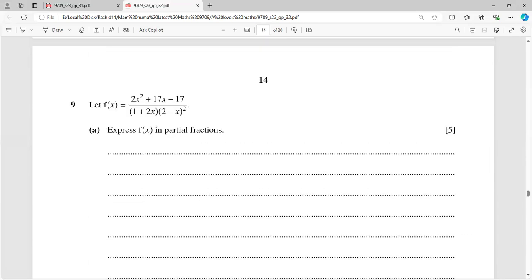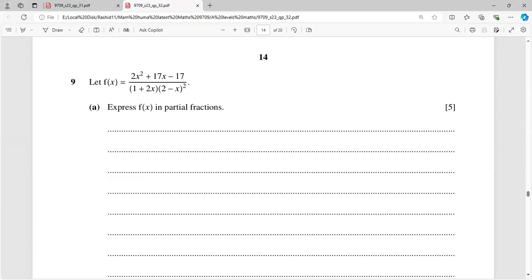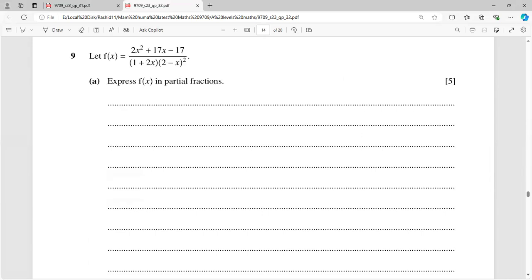That question is very, very important. The question is consisting of two parts. The first part is partial fraction, and the second part either differentiation or integration or the binomial.